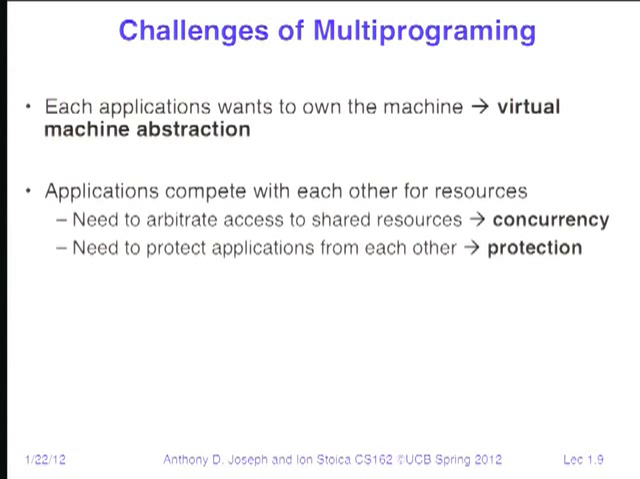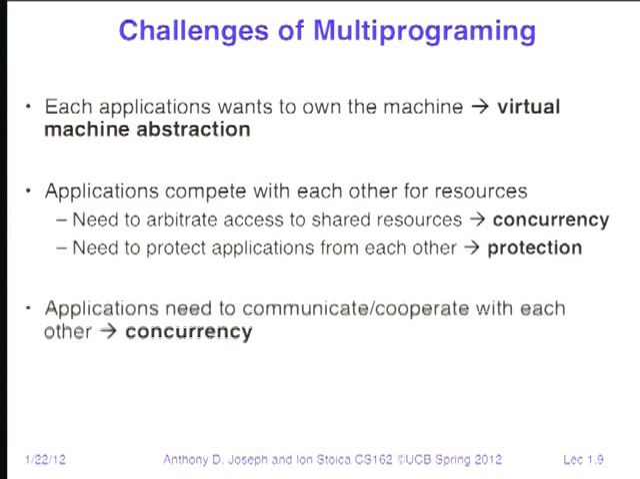So there are two roles for the operating system here. The first role is arbitrating access to those shared resources. So this is concurrency control. The second is protecting applications from each other. We don't want a misbehaving application to cause problems for other applications running on that computer or for the underlying operating system. And so this is the protection role that the operating system is going to provide us with.